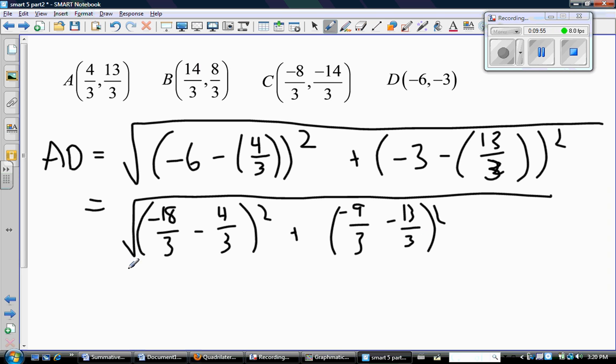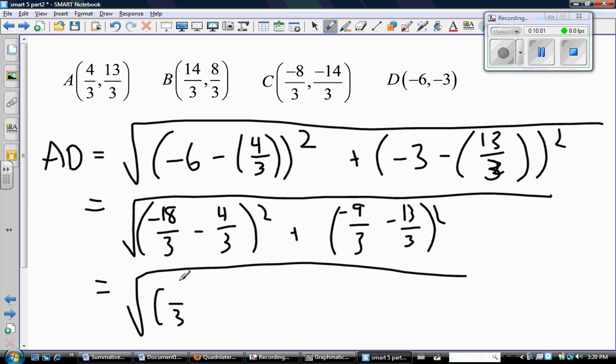And let's see what we get. So the denominator is 3. Negative 18 minus 4 is negative 22, and that's going to be squared. Denominator 3. Negative 9 minus 13 is also negative 22.